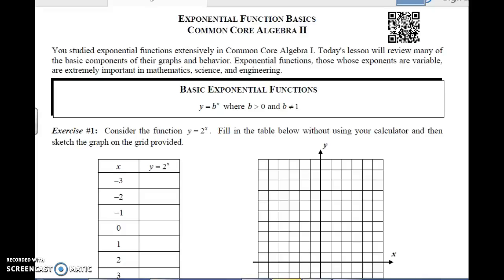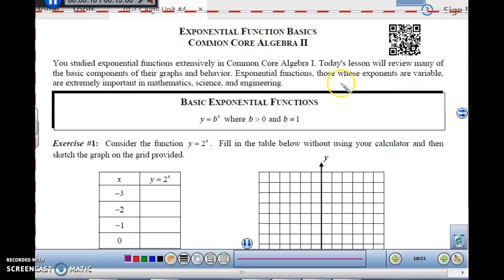This is Algebra 2, Unit 4, Lesson 3, Exponential Function Basics. Now, in this unit, we're going to be looking at exponential functions. We first saw these back in Common Core Algebra 1, so we are going to review some of the basic components of their graphs and their behavior.